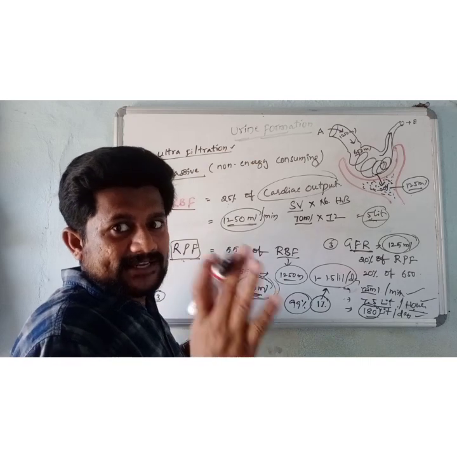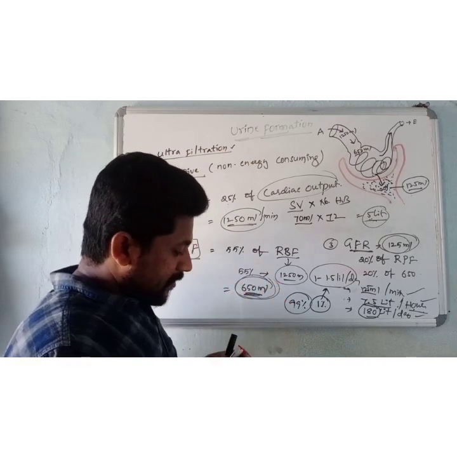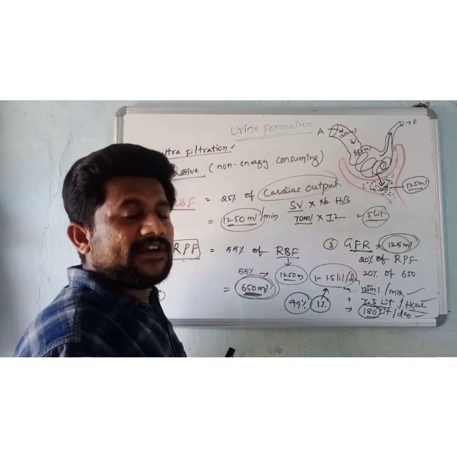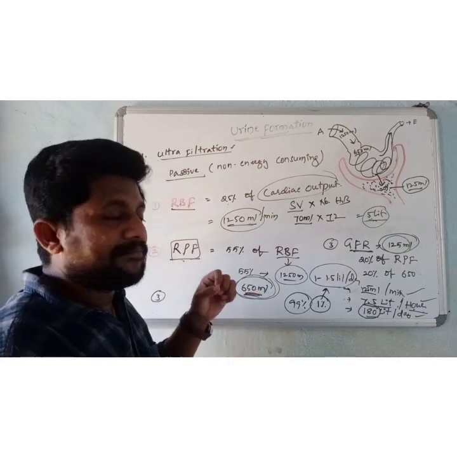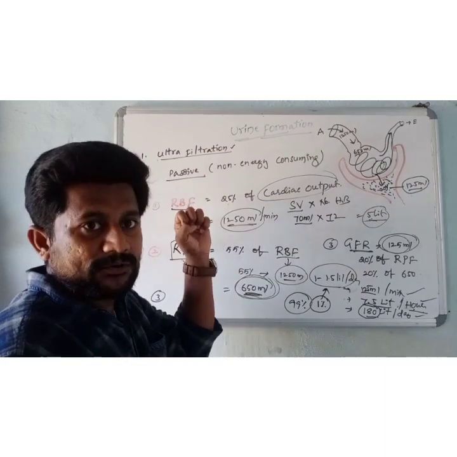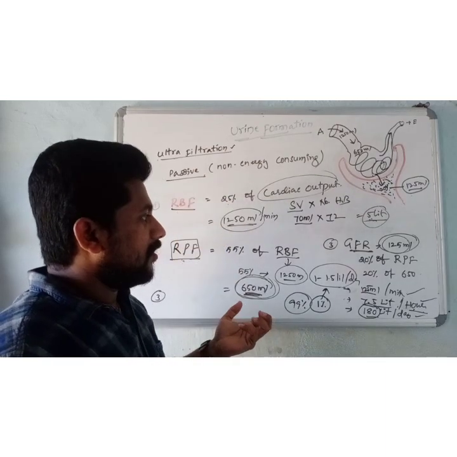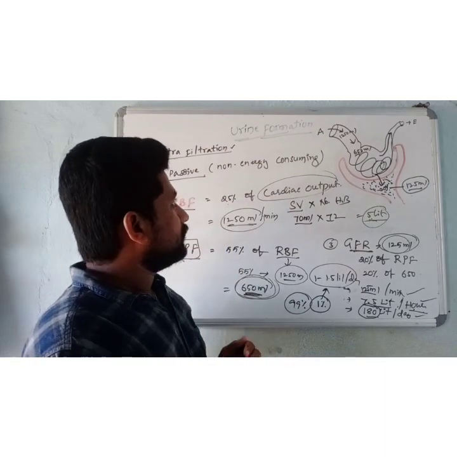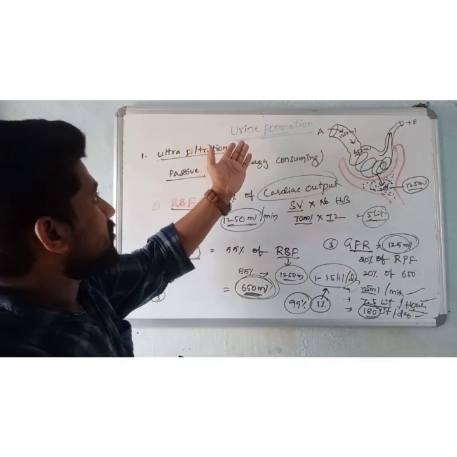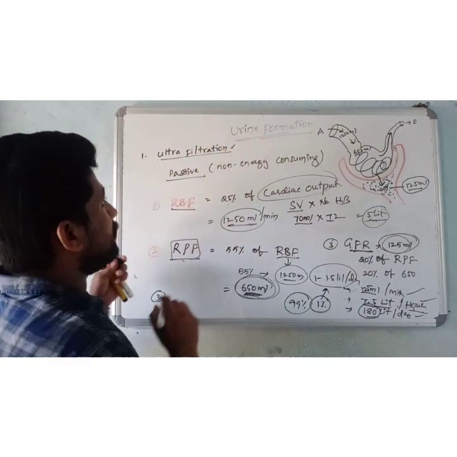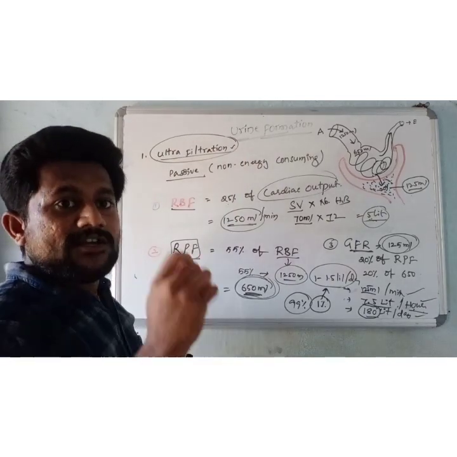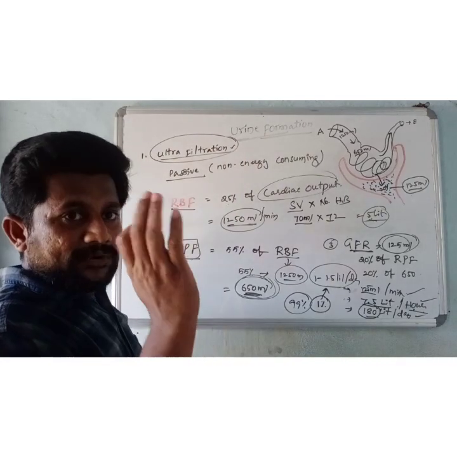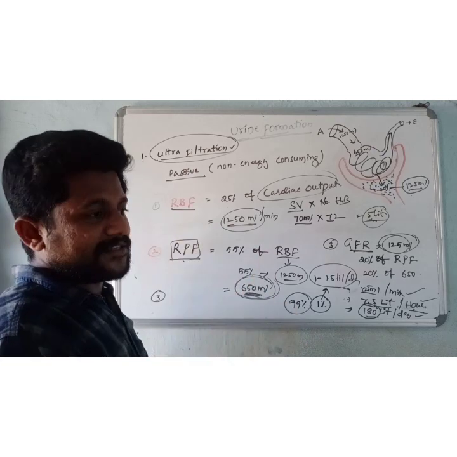That is the second step. In the next session we'll discuss how the remaining 99% of the primary urine enters our blood. Okay, so this is all for urine formation, the complete details of the ultrafiltration. In the next session we'll discuss tubular selective reabsorption and tubular secretion. Thank you.